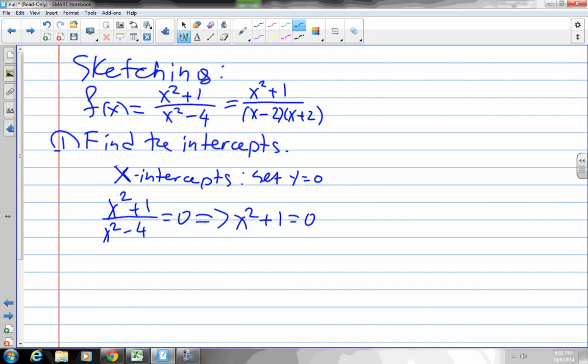So does this thing have any real zeros? No. So no real solutions, meaning no x-intercepts.